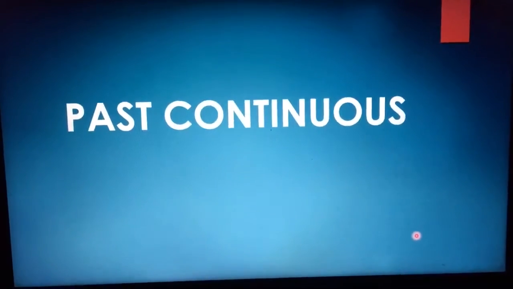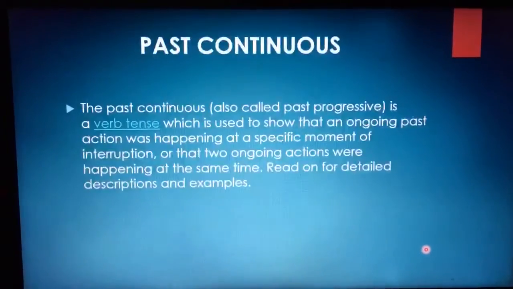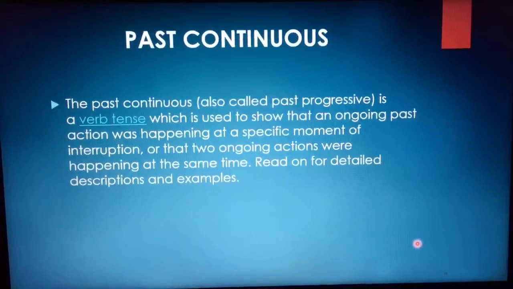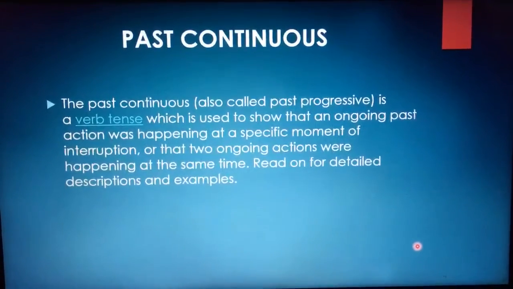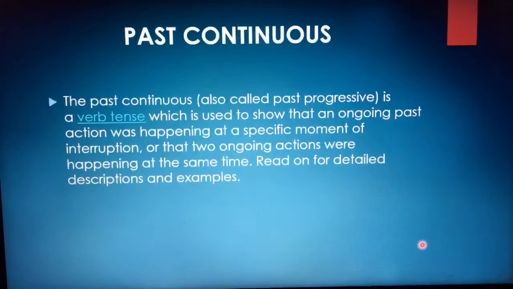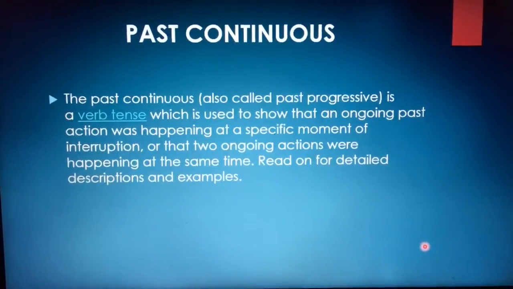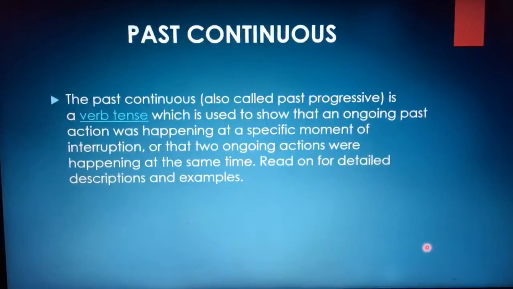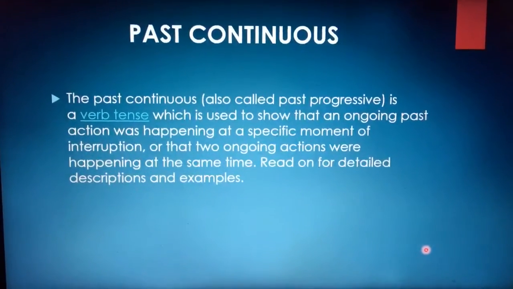Okay, today we're going to talk about the past continuous. The past continuous, which is also called past progressive, is a verb tense which is used to show that an ongoing past action was happening at a specific moment of interruption or that two ongoing actions were happening at the same time. Read on for detailed descriptions and examples.